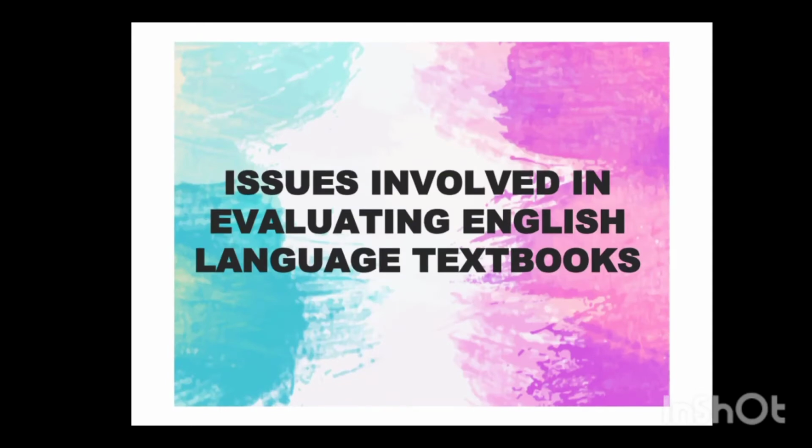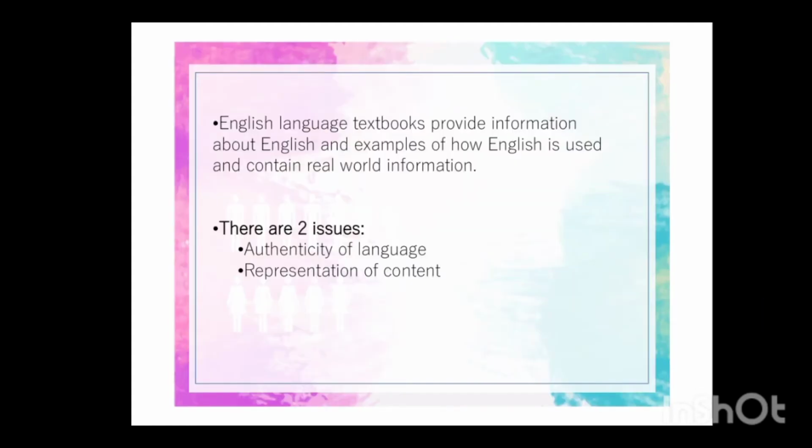And then here we are talking about the issues involved in evaluating English language textbooks. We have two issues: authenticity of language and representation of content. Why two issues? Because we have to remember that English language textbooks provide information about English, an example of how English is used, and they also contain real world information. When we are talking about real world information, or something that happens in our real world, we have to talk about authenticity.